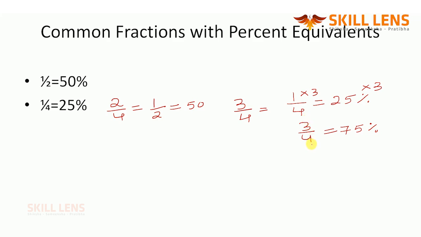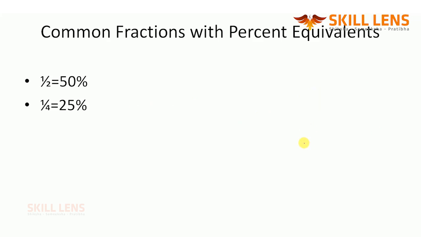So 3 by 4 is 75%. When you come across 75%, you can directly write 3/4. Hope you understood this. You can see on screen 3/4 value is 75%. Now half of 1/4 is how much? 1/8. If 1/4 is 25, then 1/8 is half of 25, which will give you 12.5%.